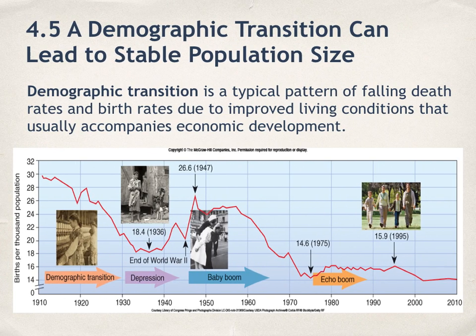Here we see birth rates in the United States from 1910 to 2000. The birth rate from 1910 to 1929 represents a demographic transition from an agricultural to an industrial society. The baby boom following World War II lasted from 1945 to 1965. A much smaller echo boom occurred around 1980 when the baby boomers started to reproduce.